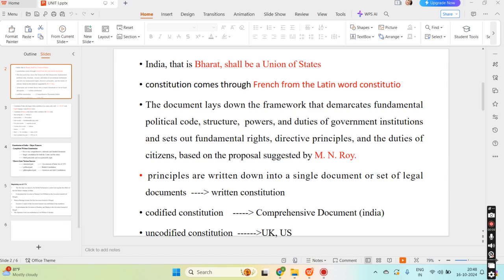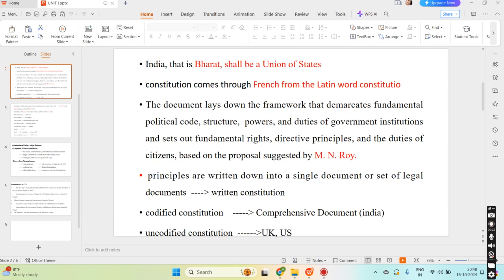Today we are going to see the historical background of India, which comes under the Constitution of India. The first point is India, that is Bharat, shall be a union of states. And the second point is Constitution. The word comes from the Latin word constitutive.